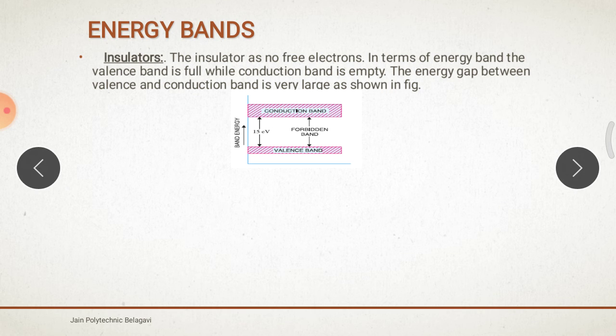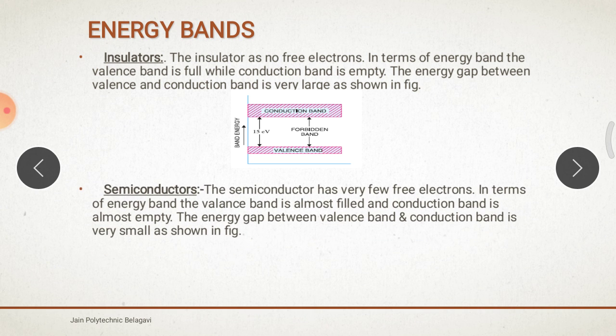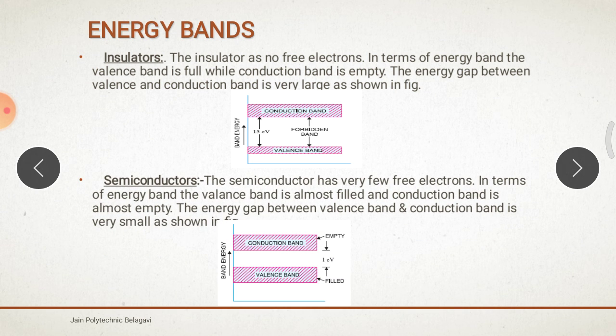Then just imagine how the semiconductor energy gap will be. Yes, your thinking is right. It is a smaller energy gap. We'll see the energy band diagram of that. The semiconductor has very few free electrons, the valence band is almost filled, and the conduction band is almost empty, and the gap between them is small. You can see here 1 electron volt, here 15 electron volt, here 1 electron volt. If you give some push energy, the electrons from the valence band can easily jump to the conduction band and conduction can take place.